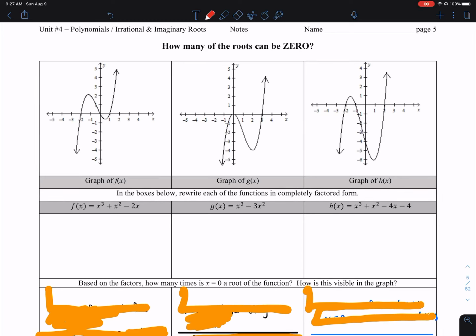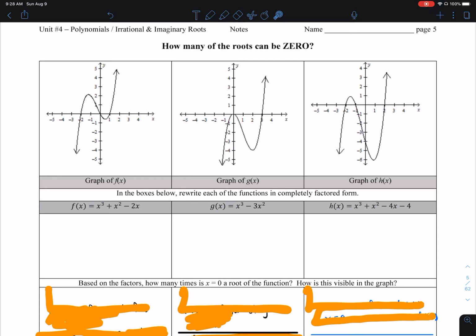PreAP PreCalculus, notes 4.1. This is the third part of the notes. First part we did the fundamental theorem of algebra. Second part we tried to figure out how many of the roots could be positive or negative with Descartes' rule of signs. In this part here, we're going to try to determine how many of the roots could be 0.